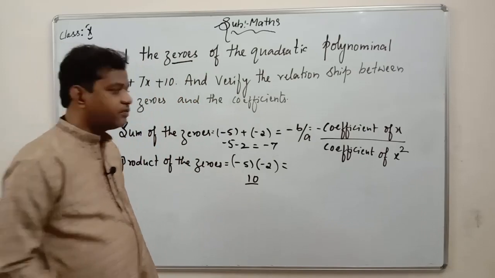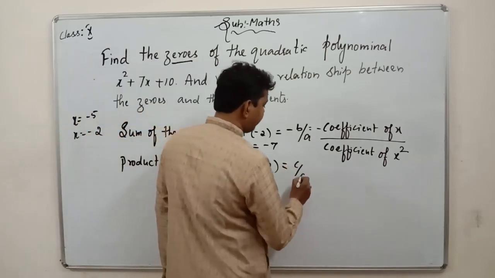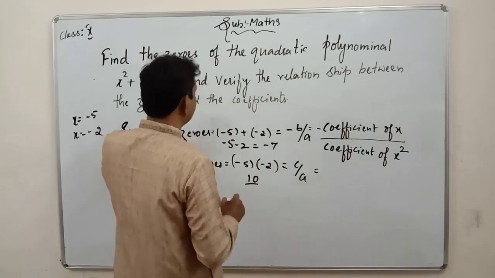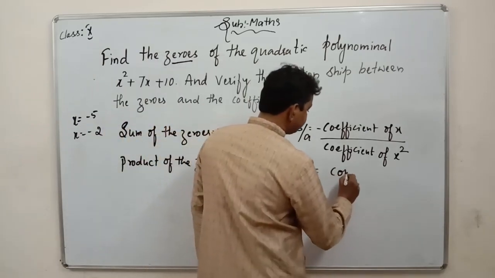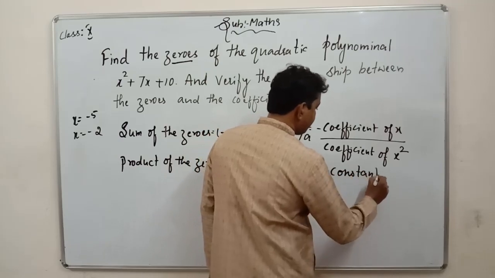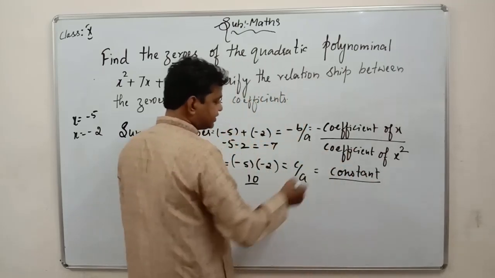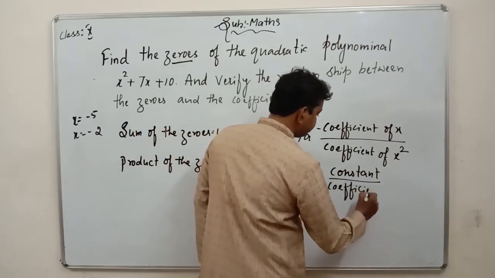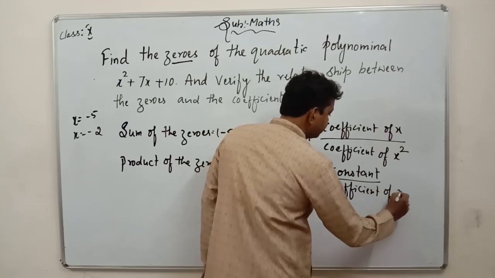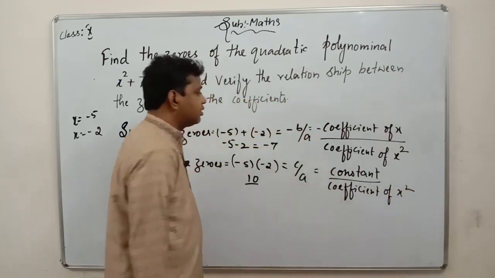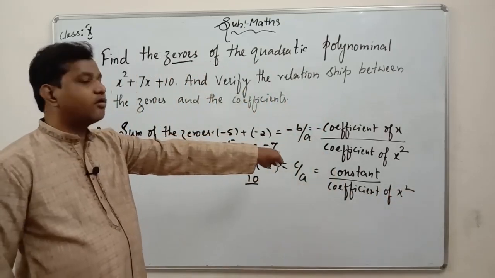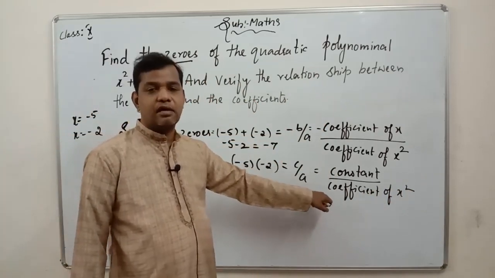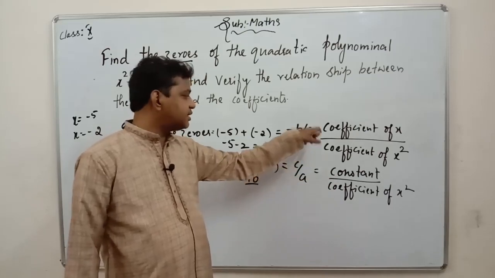What is product of the roots? We have taken product of the roots as c by a. What is c by a? What is c here? C is nothing but the constant by a, again same thing, coefficient of x square. So minus coefficient of x by coefficient of x square, and c by a is constant by coefficient of x square. So you can write this in these two forms also.